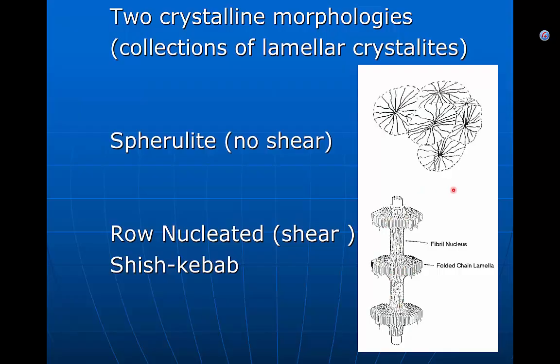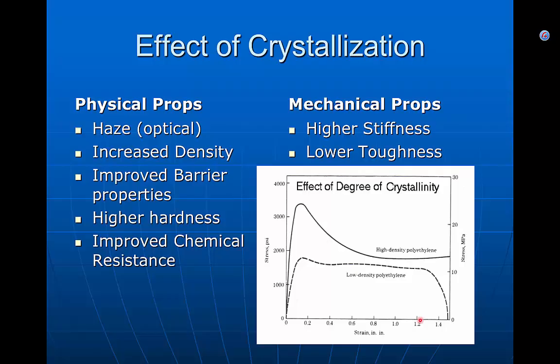Now, one of these is going to be isotropic, and the other is definitely not isotropic. Which one? Well, the spherulite is obviously going to be isotropic. I've got random orientations of everything. But the shish kebab or row nucleated structure is not going to be isotropic. I'm going to have a bunch of shish kebabs all running in the same direction, and that means I'm going to have very good properties in the direction of the shish kebab, not so good perpendicular. Cracks are going to have a very difficult time growing across the stem of the shish kebabs, but they will grow between the shish kebabs much more easily. So we have anisotropic properties in the row nucleated structure. Now, what does crystallization do?